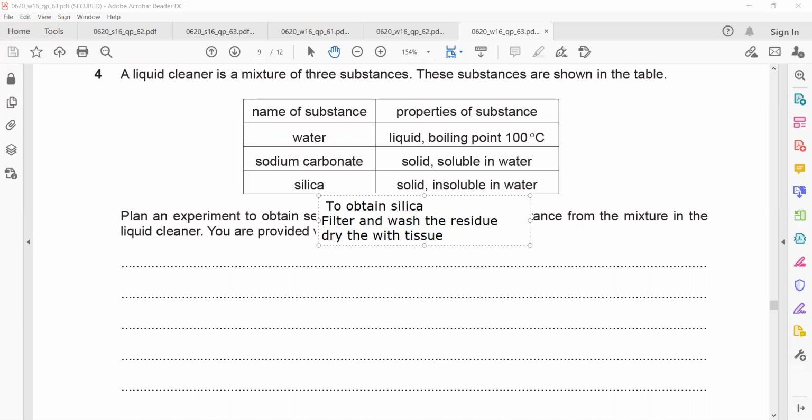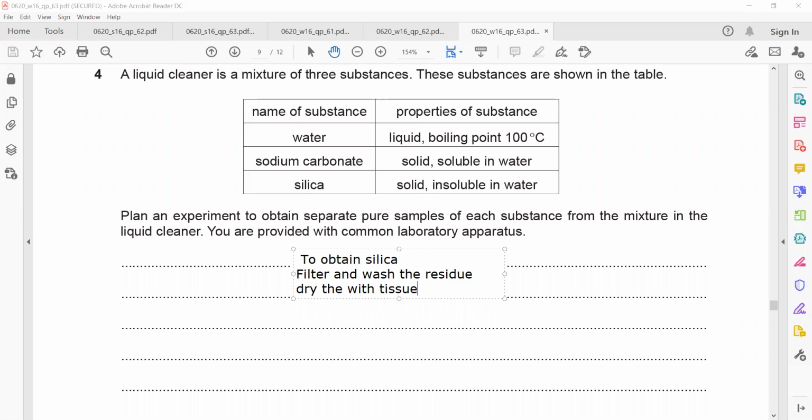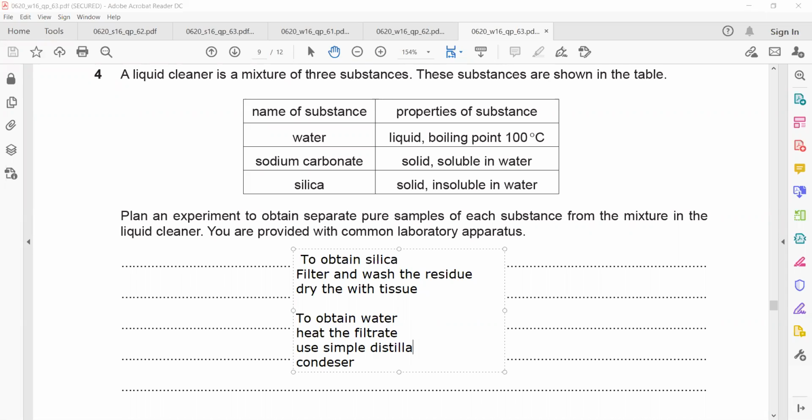The second thing is we want to obtain water. So how to obtain water? We will heat the cleaner or the filtrate basically, which was done in the first part of the experiment, and then use a condenser to condense the vapor. Fractional distillation here? No, it's a soluble salt, sodium carbonate, from water, so simple distillation. Yeah, okay, got it. So the condenser is there to cool down the vapors.